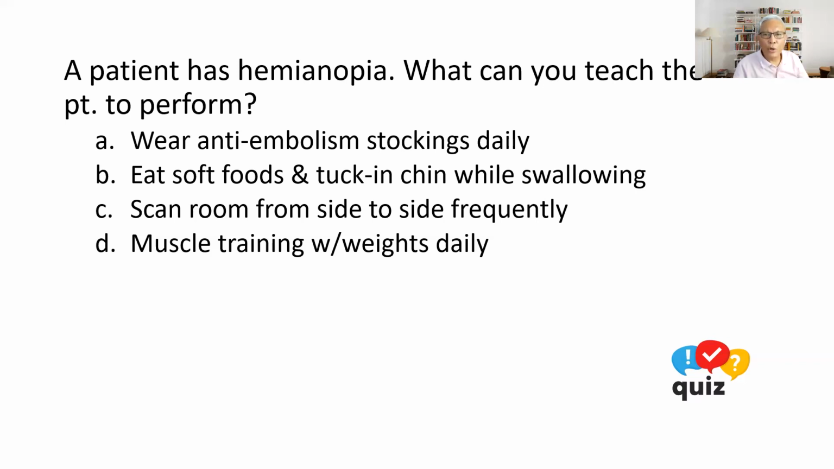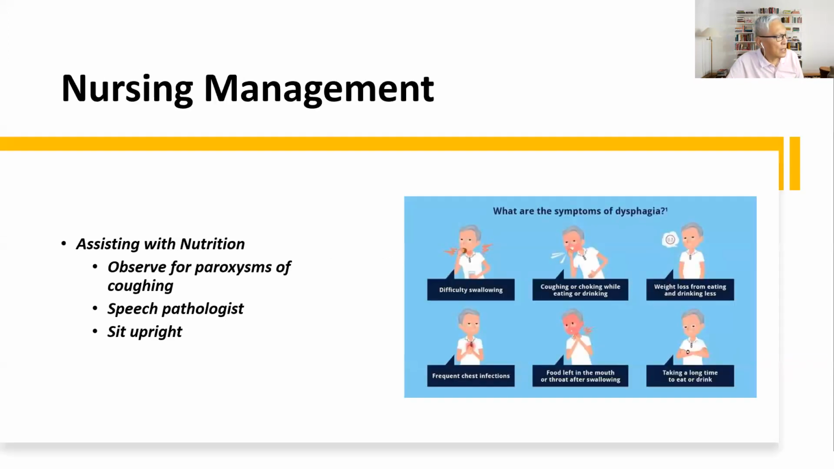Very good. So if the patient is blind on this side, obviously you have to teach them to make sure that they turn their whole face to the other side frequently in order to compensate for the loss of vision. So with hemianopsia, again, make sure to teach the patient to scan the room. All right, so what are some of the other nursing interventions?